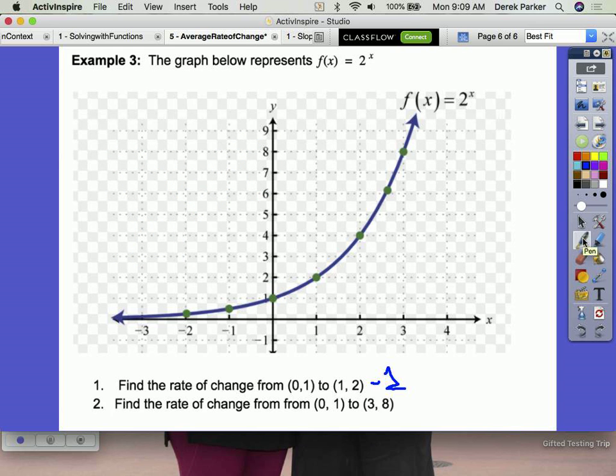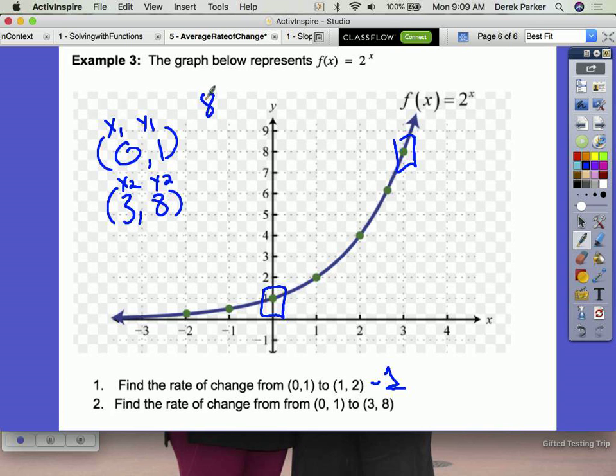Now let's look at the rate of change from 0, 1 to 3, 8. 0, 1, 3, 8. x1, y1, x2, y2. 8 minus 1, 3 minus 0, and I get 7 over 3. As you can tell, it is a non-linear function, so the rate of change will change from coordinate to coordinate.